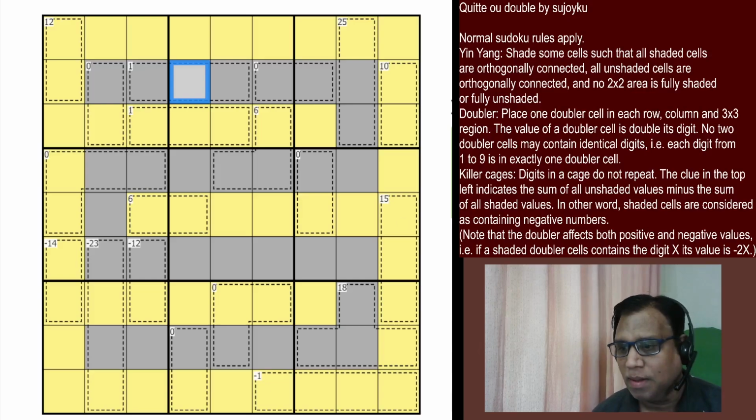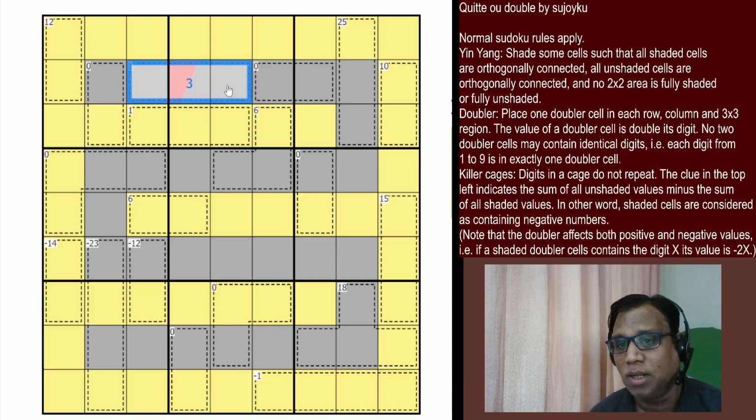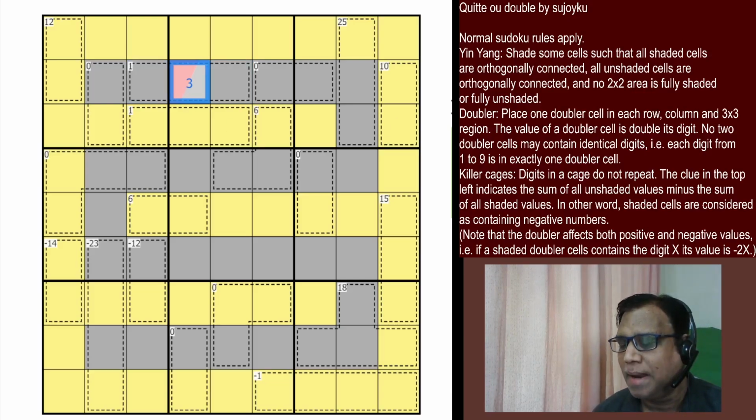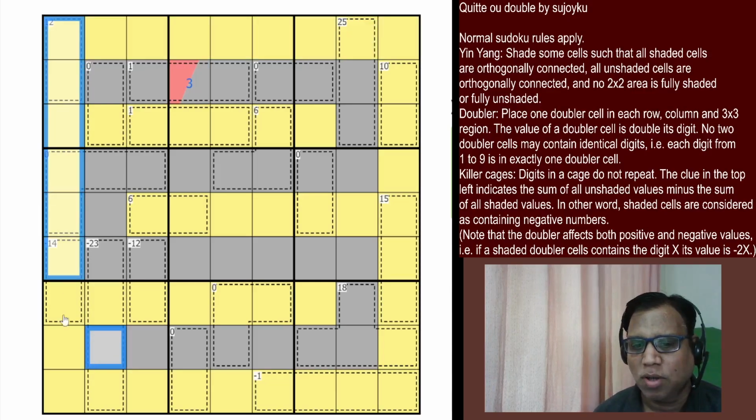So let's say this is a doubler and the digit is 3. So the actual value of this cell is 6, and that will come into picture when we are talking about killer cages maybe. No two doubler cells may contain identical digits. That is, each digit from 1 to 9 is in exactly one doubler cell. I think that normally happens when you have doubler rules, where each row, each column, and each 3 by 3 box has one doubler.